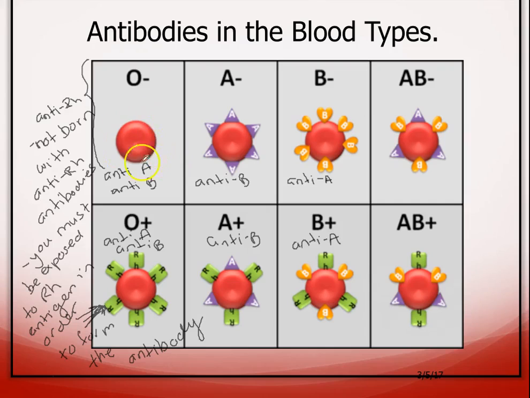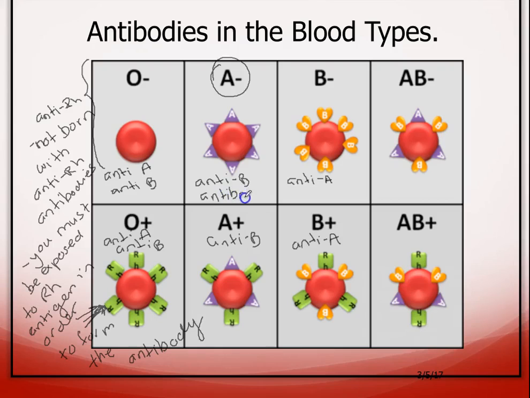Okay? So again, you're right. So if I'm, let's do this. I'm going to pick A negative because it's a little bit easier as an example. We have A negative. We know it's A negative because we have our A antigen, no Rh, so it's A negative, and it has anti-B antibodies, right?